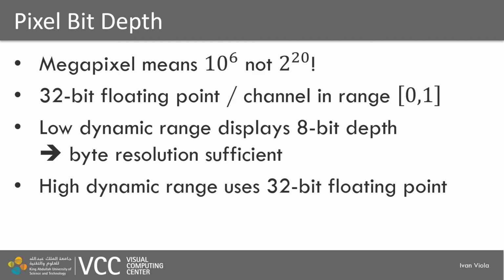These are low dynamic range displays, standard displays, but we can also use the concept of high dynamic range displays or imaging, which uses a much higher resolution. For example, high dynamic range imaging cameras would use a 32-bit floating point representation for each channel, which means 32 bits times 3. This is a much higher bit depth, but it also results in much bigger memory consumption.